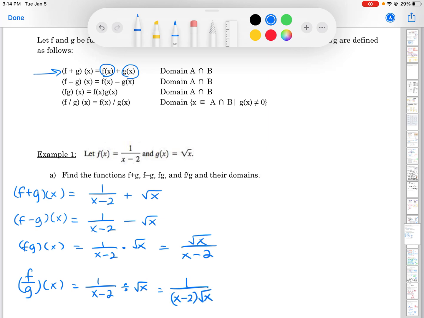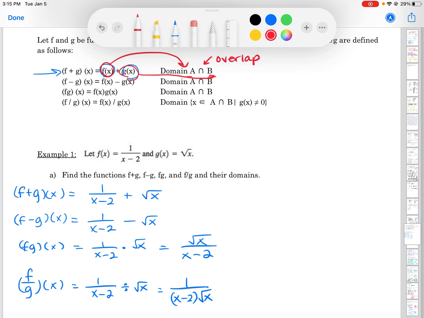Okay. The only thing we have to be really concerned about here is the domain. When we say domain of A and domain of B, what we really mean is that the domain of this function is what we're considering to be the set A, and the domain of this one is the set B. And we want the intersection, or the overlap.